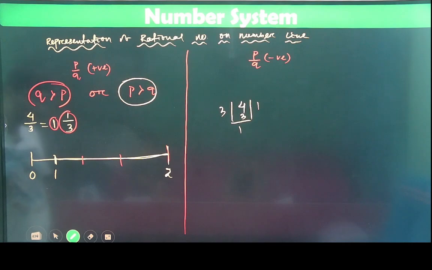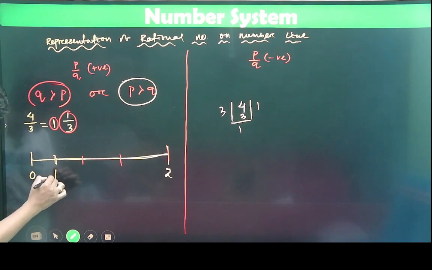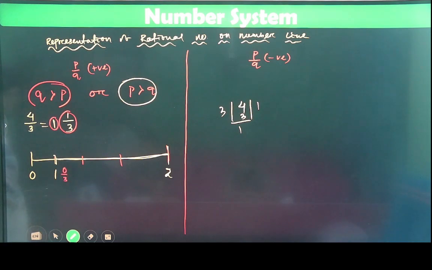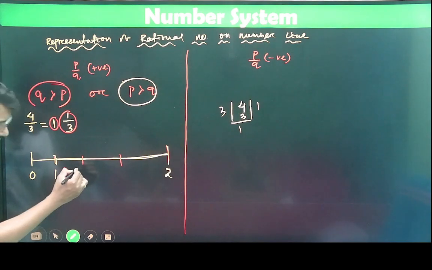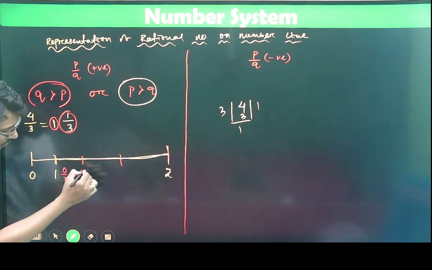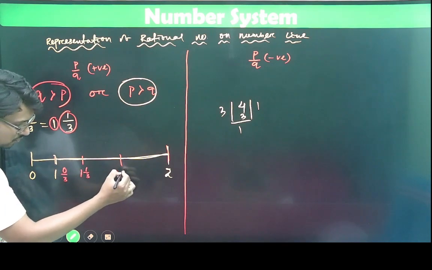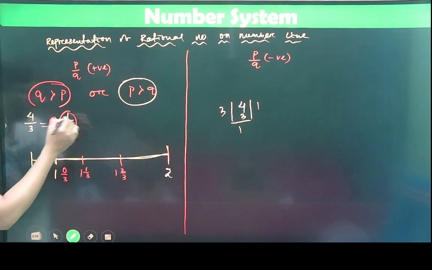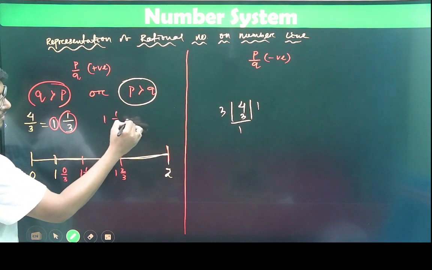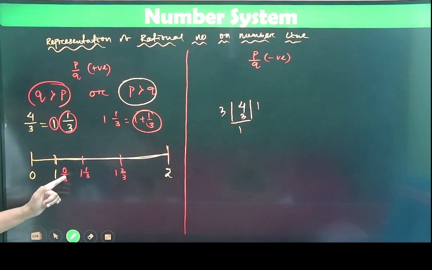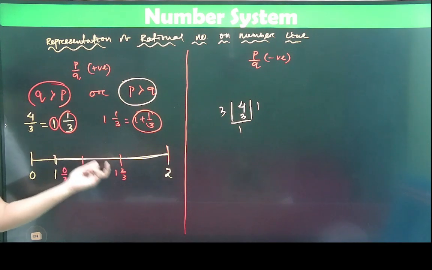Now this point is 1 whole 0 by 3, and 0 by 3 is 0, so 1 whole 0 is 1. This is 1 whole 1 by 3. This is 1 whole 2 by 3. Whole means plus, so 1 whole 1 by 3 can also be written as 1 plus 1 by 3. Check: 1 plus 0 by 3 is 1 plus 0, which is 1. 1 whole 1 by 3 is this one. This is 1 whole 2 by 3.